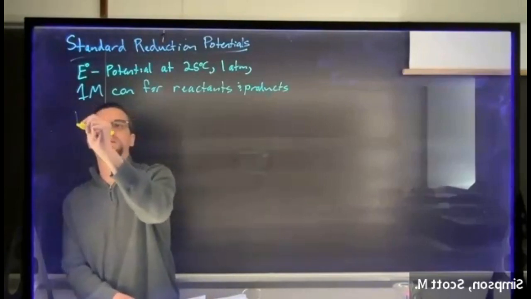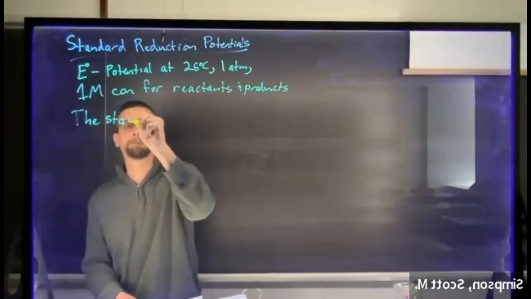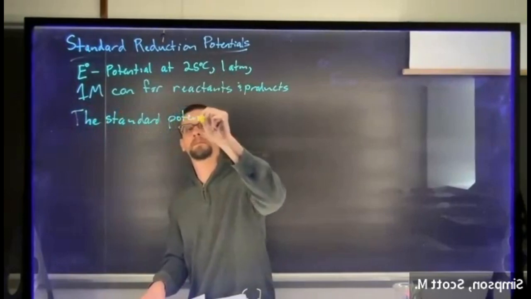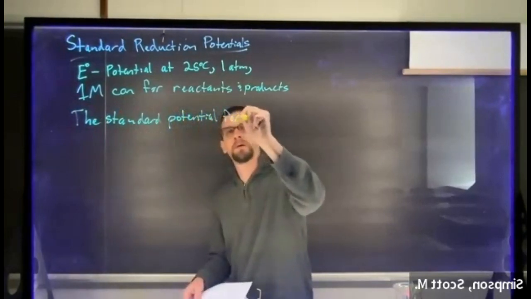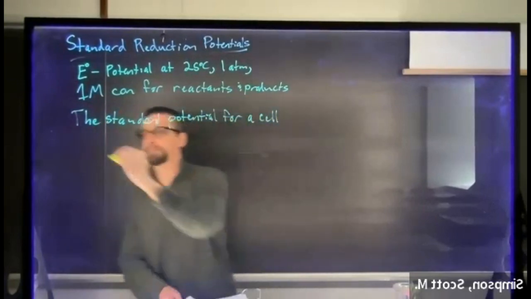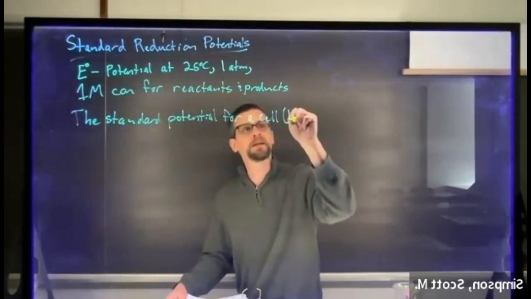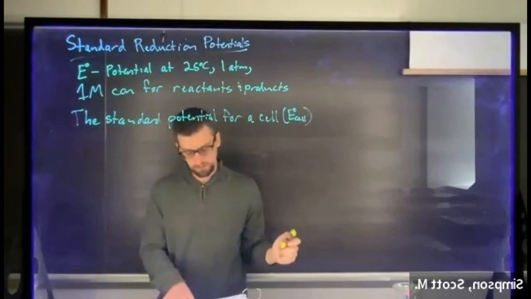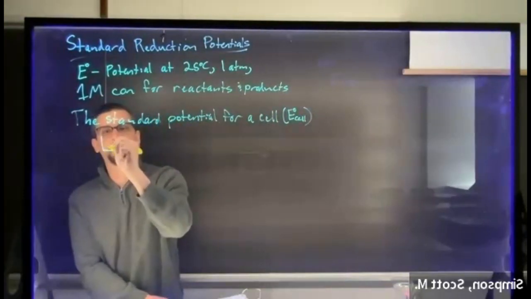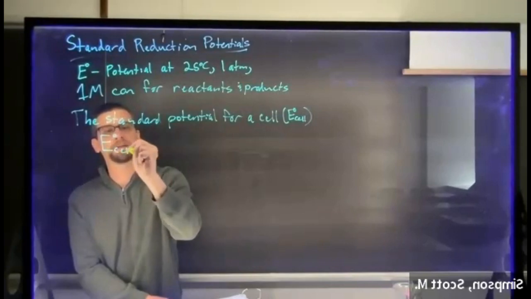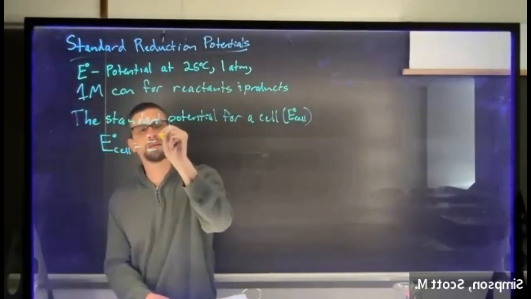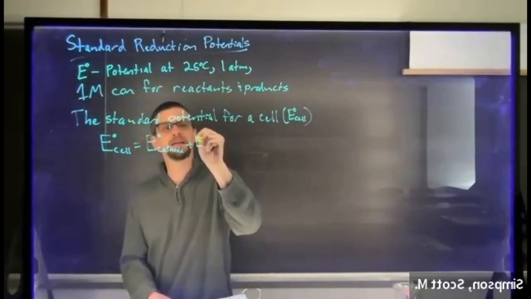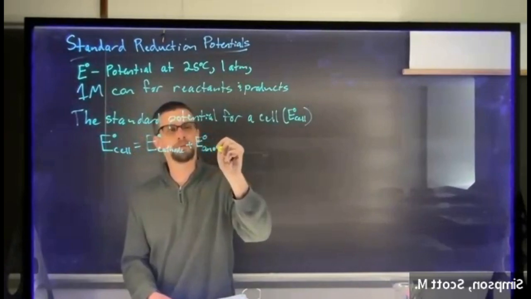The standard potential or electromotive force for a cell, in this case, would be E naught sub cell. So if we're talking about a battery that we've built, it's given by E naught cell is equal to E naught of your cathode plus E naught anode.